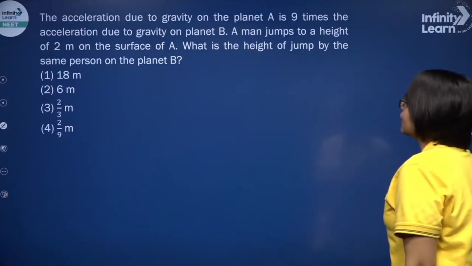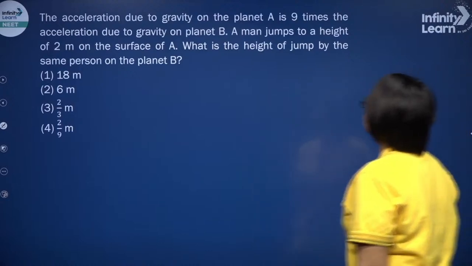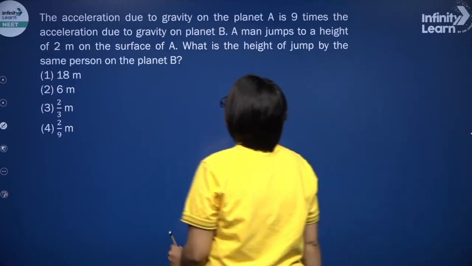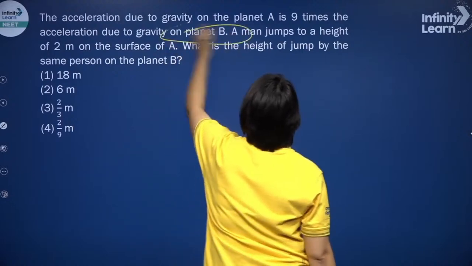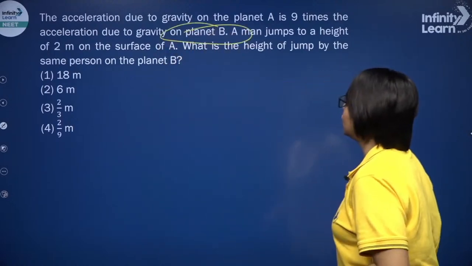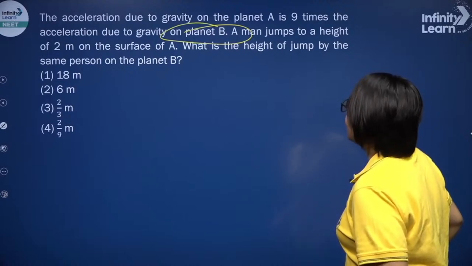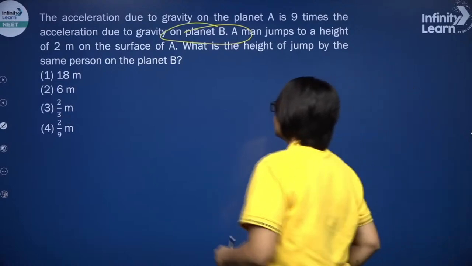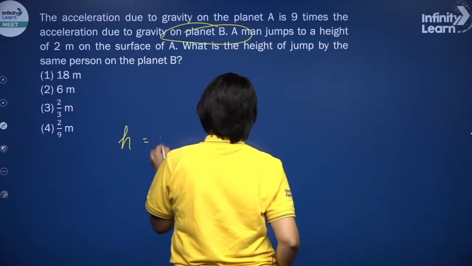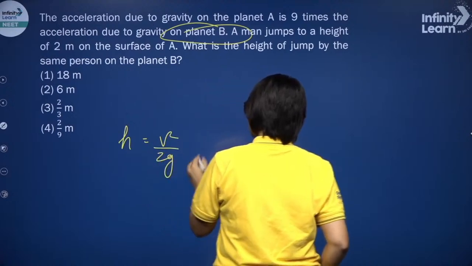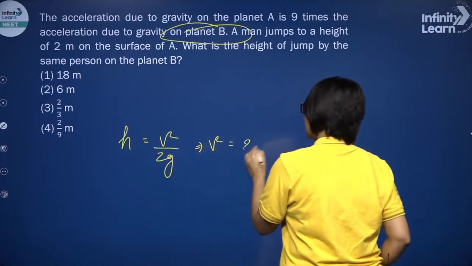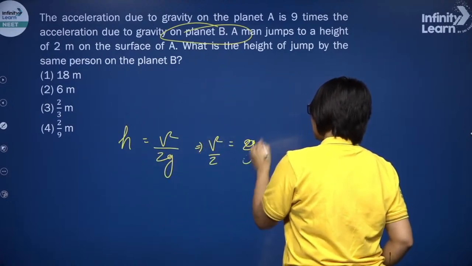Next is this one. The acceleration due to gravity on planet A is 9 times the acceleration due to gravity on planet B. A man jumps to a height of 2 meters on the surface of A. What is the height of the jump by the same person on planet B? So height is V square upon 2G, right? So basically V square is the same, so V square is 2GH.